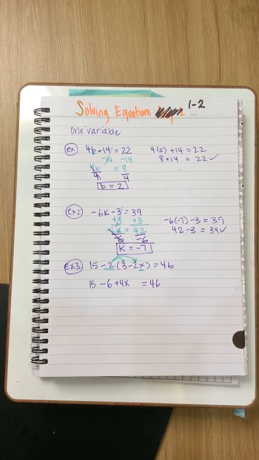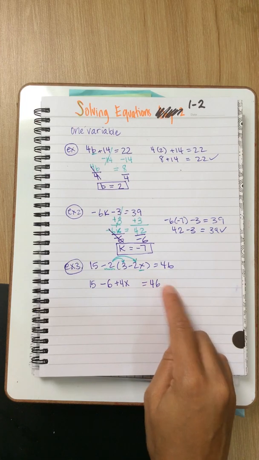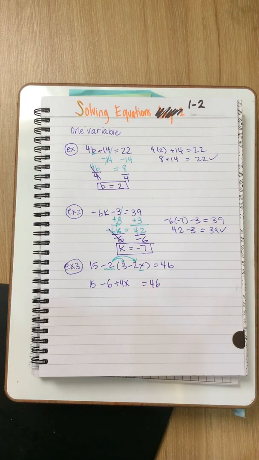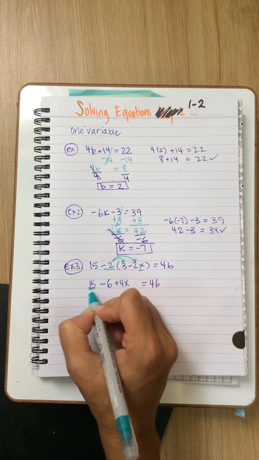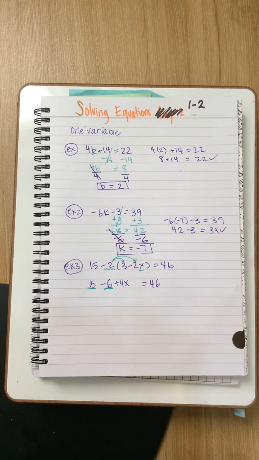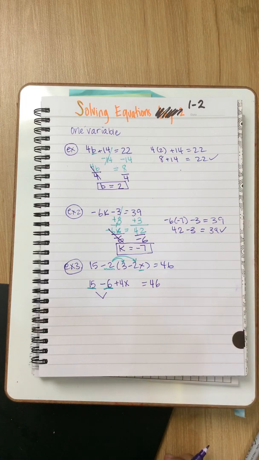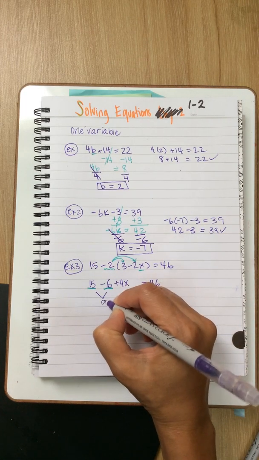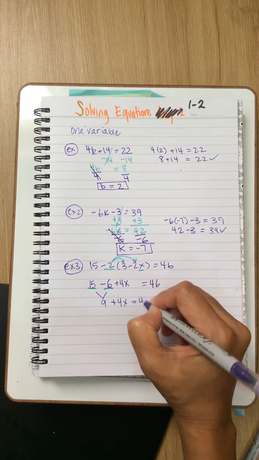All right, now I'm getting a little closer to finishing this problem. Over here I have 15 minus 6 plus 4x, and then I have equals 46. So now what we're going to do is the thing called combining like terms. I have this one number with an x in it, but then I have two regular old numbers. They're the same, so I can combine them. So what is 15 take away 6? I can solve that first. What's 9? Now I still have plus 4x, and I still have 46.